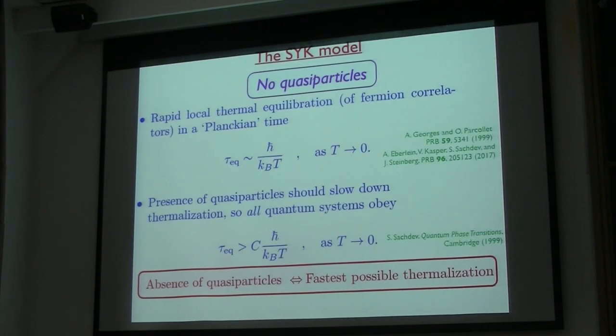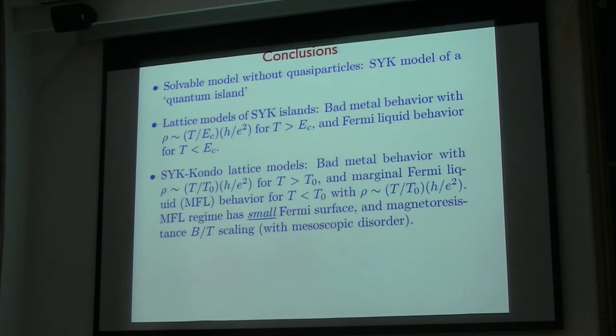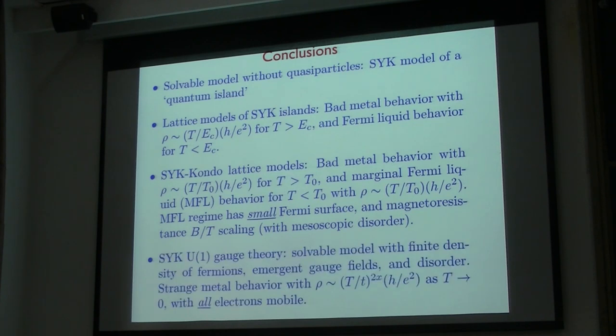These are the basic properties of the SYK model, that it equilibrates in the time h bar over kT, and this gives you a lower bound for the equilibration time for any quantum system with quasi-particles, which is saturated. The lattice models can have resistivity bigger than h over e squared. Quantum models can have resistivity smaller than h over e squared. And there's some gauge theory that I didn't talk about, which has other strange powers. We hope some combination of these will help us eventually understand the strange metal. That's very much work in progress. So, thank you very much.